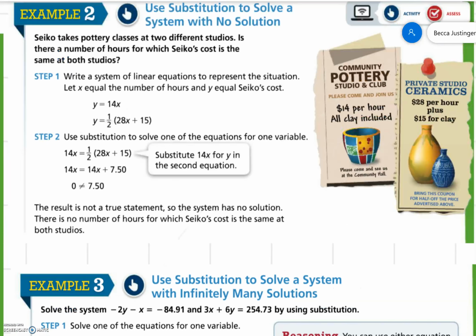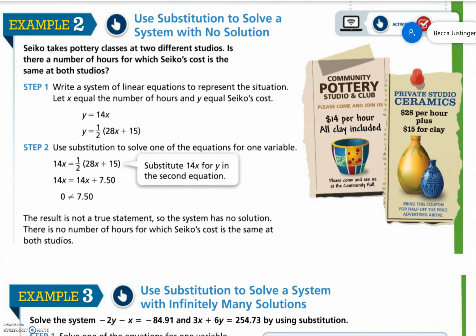Okay, example number 2. Use substitution to solve a system with no solution. Seiko takes pottery classes at 2 different studios. Is there a number of hours for which Seiko's cost is the same at both studios? Write a system of linear equations to represent the situation. Let x be the total number of hours and y equals Seiko's cost.